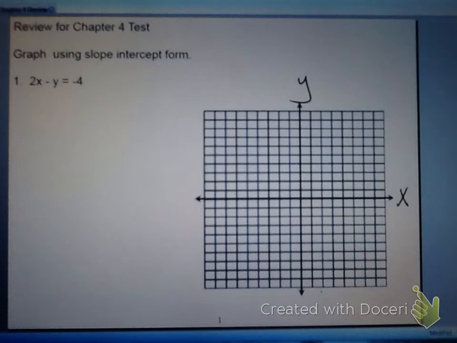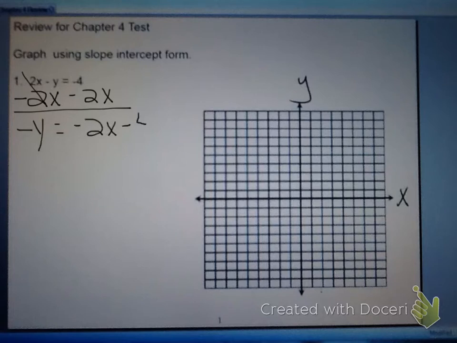This is the review for Chapter 2 test. First, we need to use graphing the slope-intercept form. So we have to solve for y. So to solve for y, we're going to subtract 2x on both sides. So negative y is equal to negative 2x minus 4.